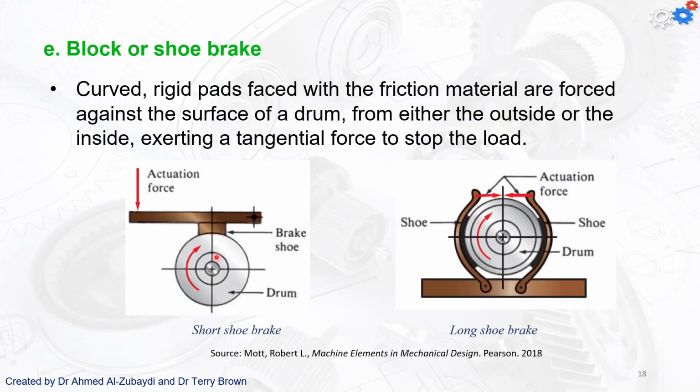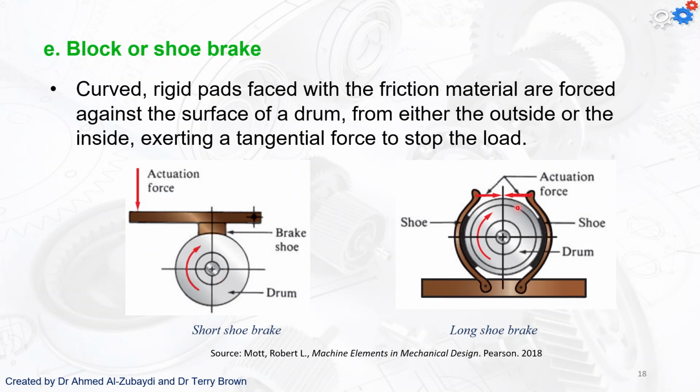Block or shoe brakes. So here we've got a rotating drum, block here, lever pivoted over here, actuation force and friction developed between the block or the brake shoe to stop the drum from rotating. So back in Intro to Mechanical Engineering or Applied Mechanics and Design A, or Fundamentals of Mechanical Engineering, I would have got you to do free body diagrams and equilibrium equations and friction equations in order to work out what actuation force is needed in order to stop a drum that has a torque of whatever applied to it.